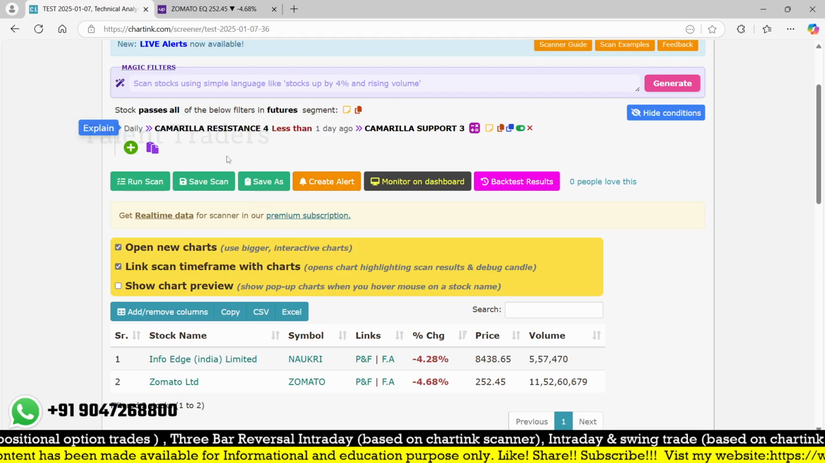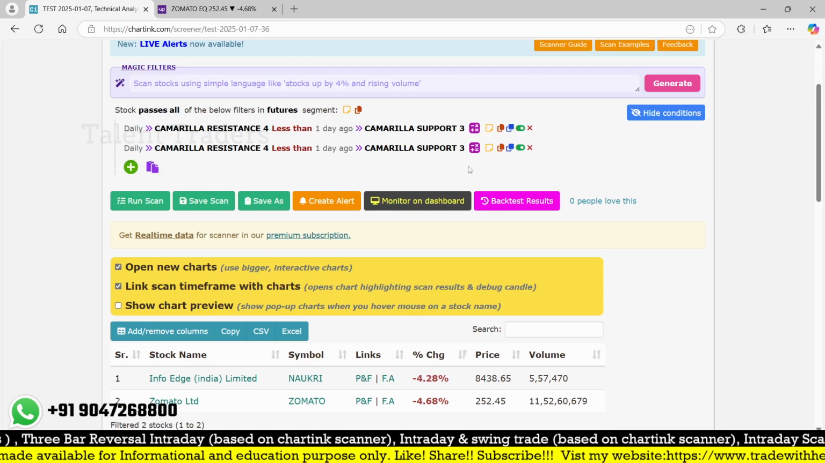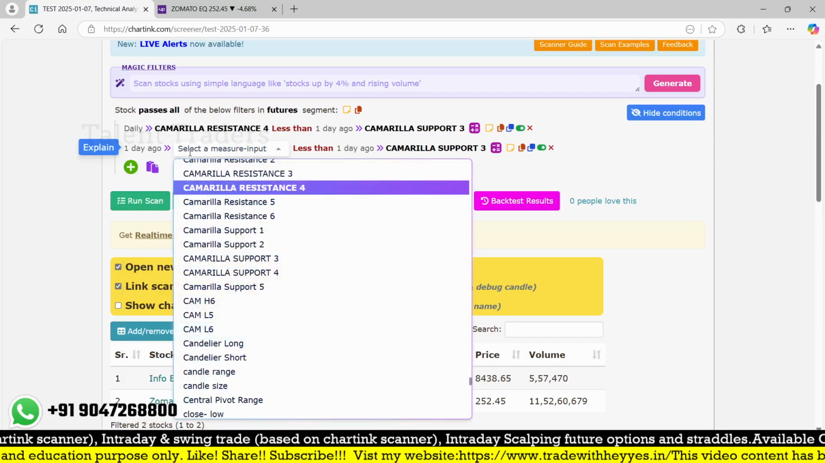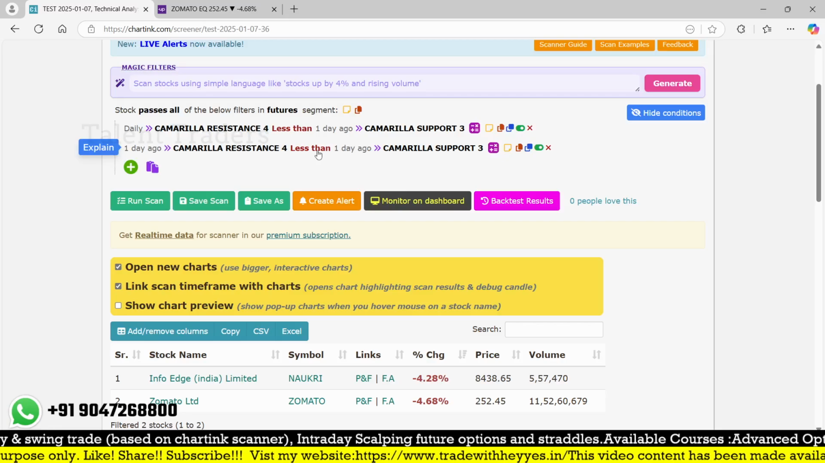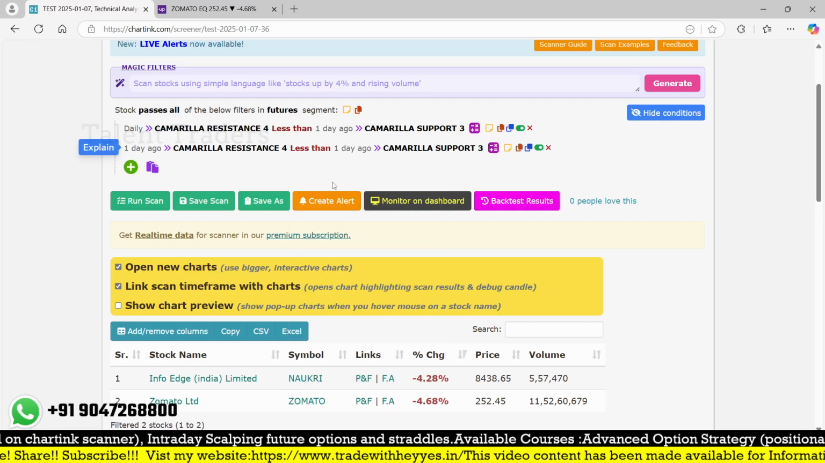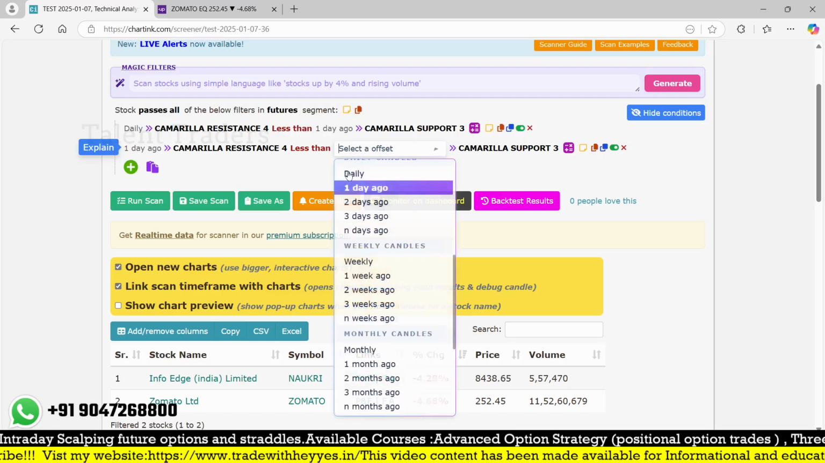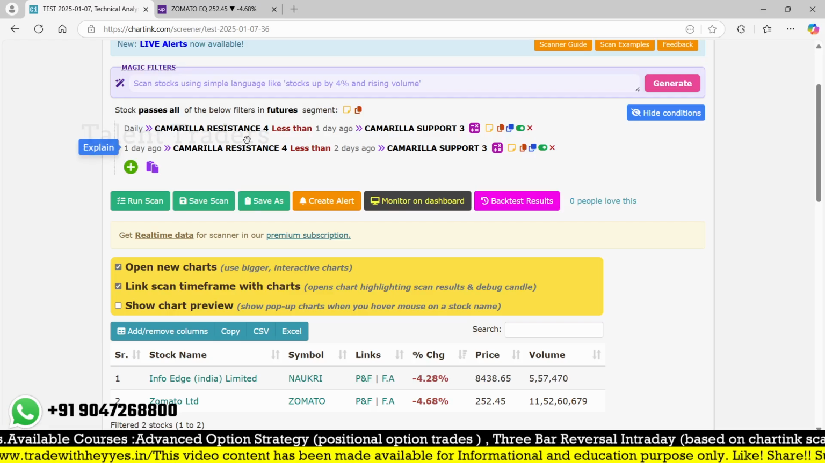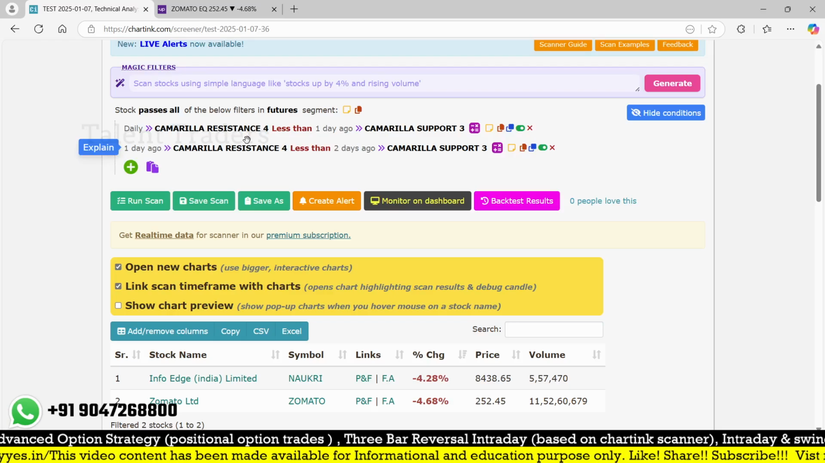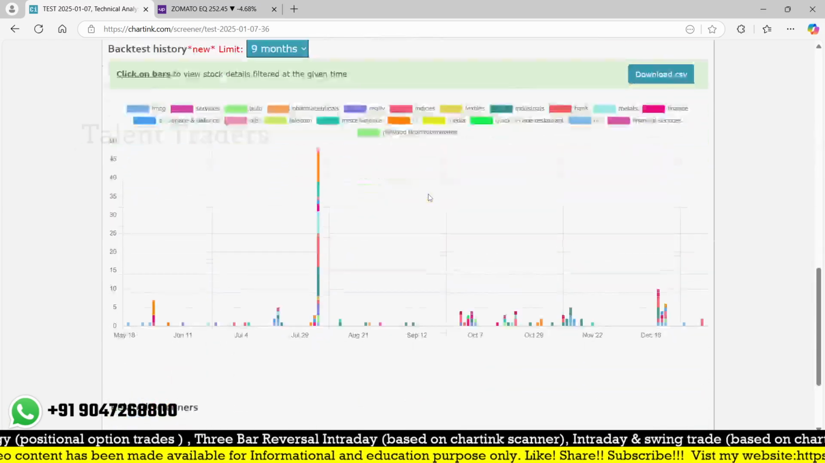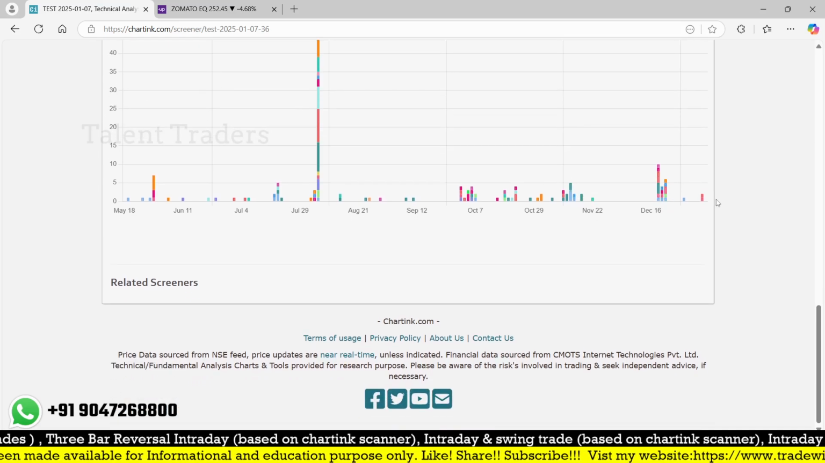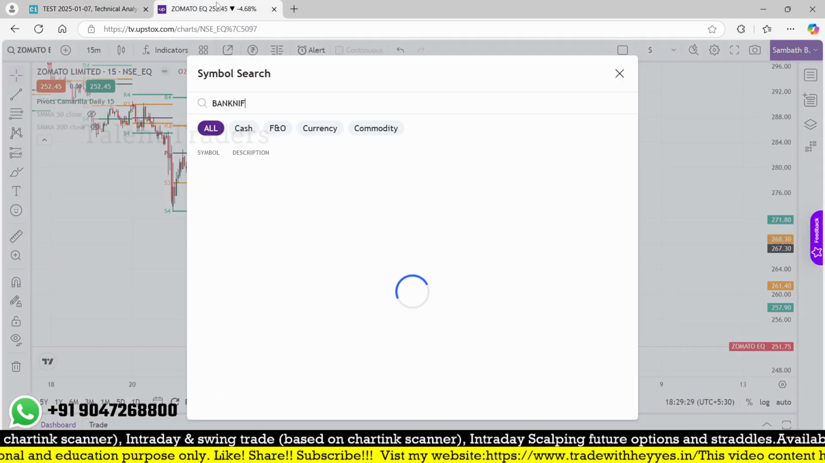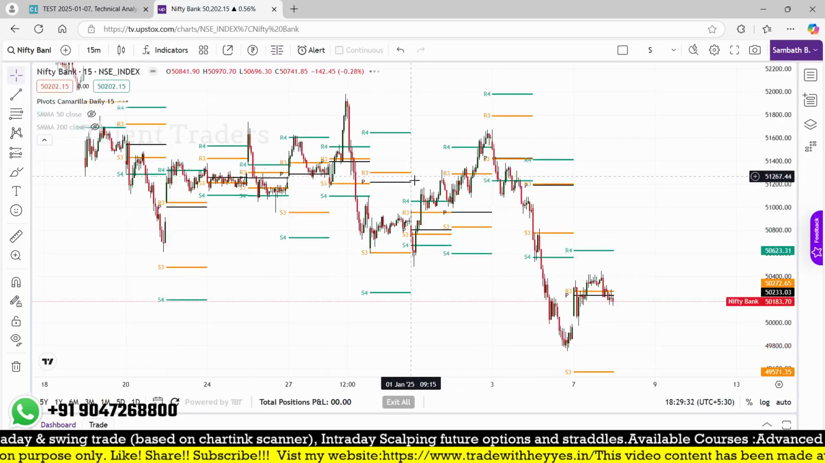The one which we found, let me copy this. 1 day ago Camarilla resistance 4 less than 2 days ago Camarilla support 4. Will this work? And today's R4 is less than 1 day ago. Yeah, there are no stocks at this moment. We have some stocks, let me check here. Bandhan Bank and Bank Nifty, I think. So Bank Nifty is forming such a pattern.